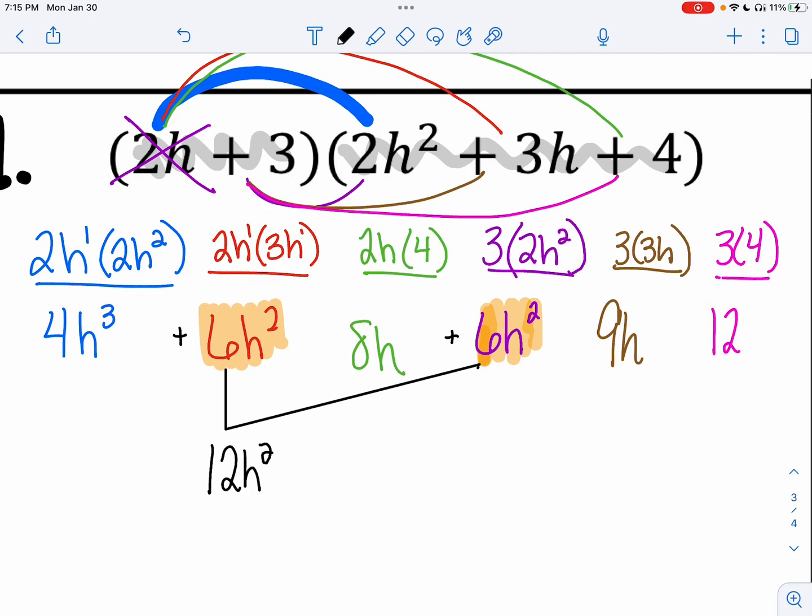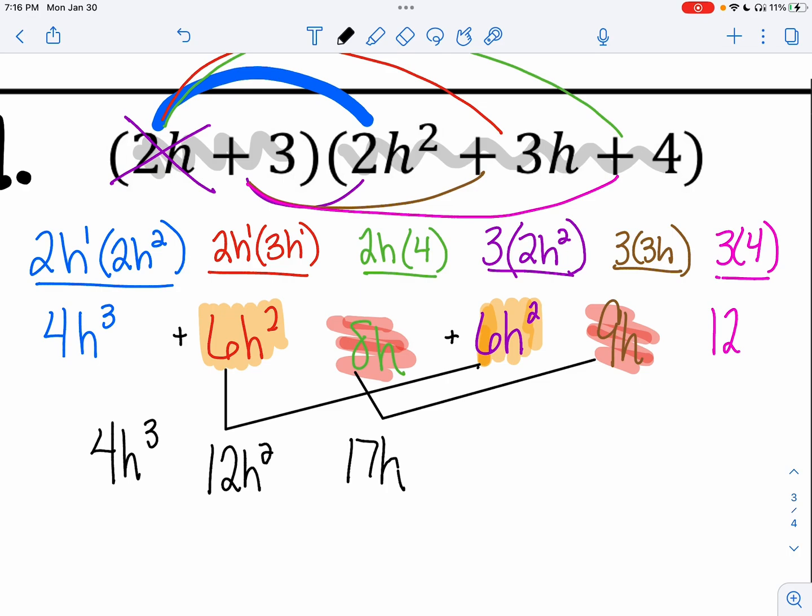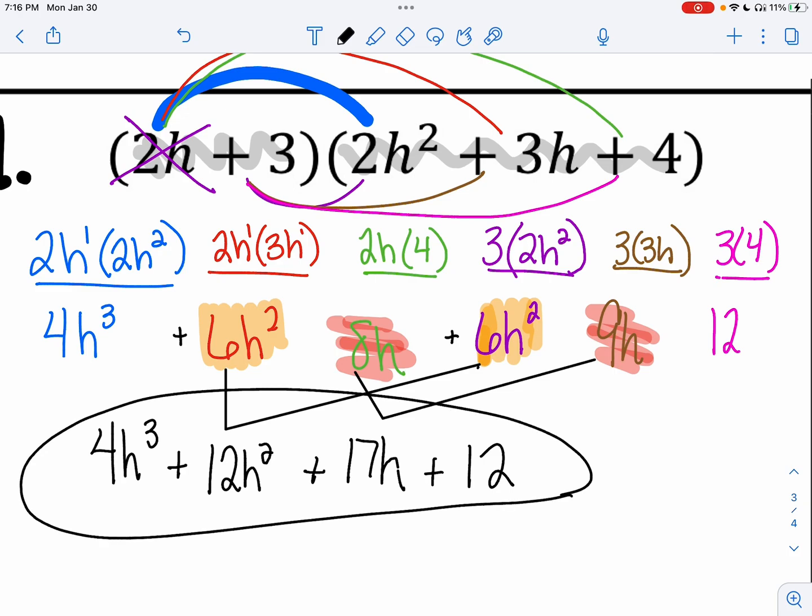And then I see this 8h and this 9h. 8 plus 9, that's going to be 17 with an h. And then the 4h cubed was kind of by itself, and the 12 was kind of by itself. Everything was positive, so here's my final polynomial answer. So you do the same thing, it's just you have 6 colors or 6 distribution arcs instead of 4.